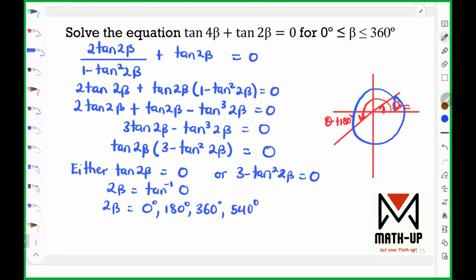And when I divide through by 2, you realize that some angles will still qualify to lie in the range 0 degrees less than or equal to beta, less than or equal to 360 degrees. So when I divide through by 2, I'll have my beta being equal to 0 degrees, 90 degrees, 180 degrees, and 270 degrees. That's when tan 2 beta is equal to 0.